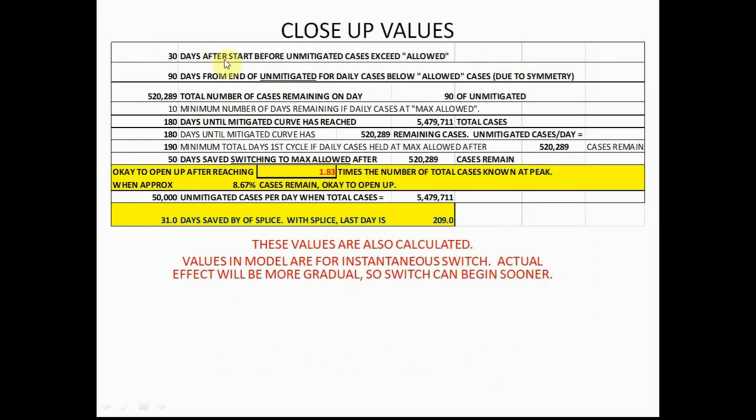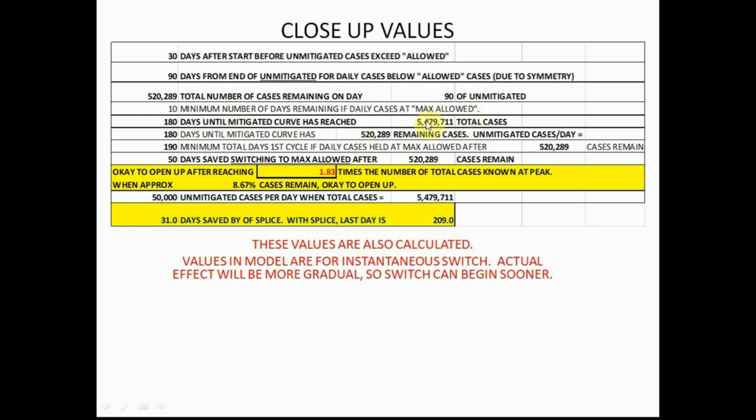The other calculations are days after the start, unmitigated, before you are exceeding the allowed, so it's 30 days. So that means, from symmetry, that 90 days from the start gives you where the unmitigated would be dropped back below allowable. And this is the number of cases remaining at this point in time. If you were to hold at 50,000 per day as a flat line at this point, it could be done in 10 days. That won't happen. It'll follow the unmitigated curve down.